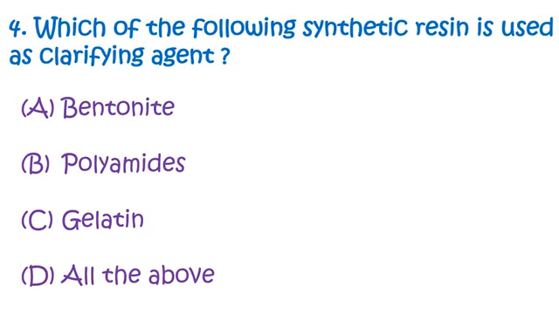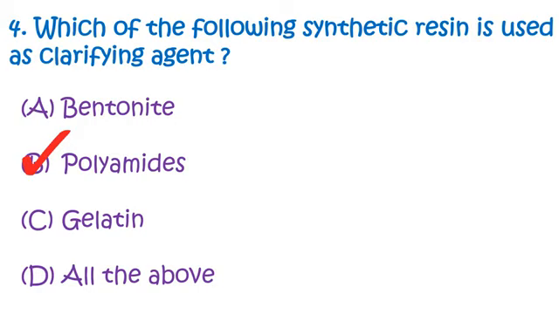Question number 4. Which of the following synthetic resin is used as clarifying agent? Options are option A, bentonite, B, polyamides, C, gelatin, D, all of the above. And the correct option is option number B, polyamides.